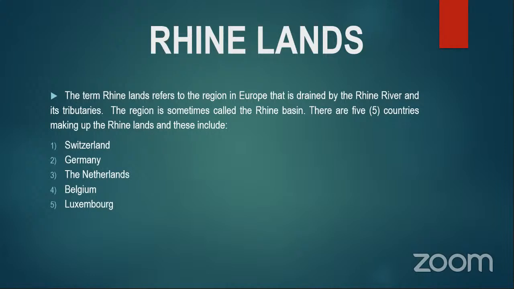Now, I want us to come home to East Africa. I am sure we have already covered East Africa. So we have said the 5 countries that make up the Rhinelands are Switzerland, Germany, Luxembourg, Netherlands, and Belgium.